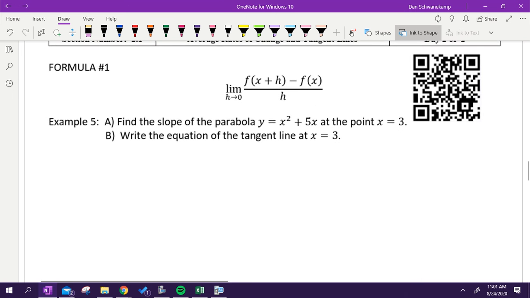Example 5. Find the slope of the parabola y equals x squared plus 5x. We are doing this at the point x equals 3. Okay? We're finding the slope of the parabola. When you see this right here, the slope of the parabola, that means the derivative. Okay? We're finding the slope of an equation. That's the derivative. We have to use this formula right now.